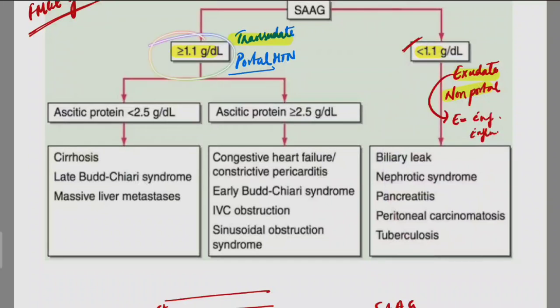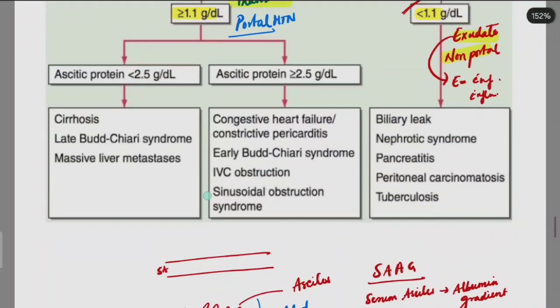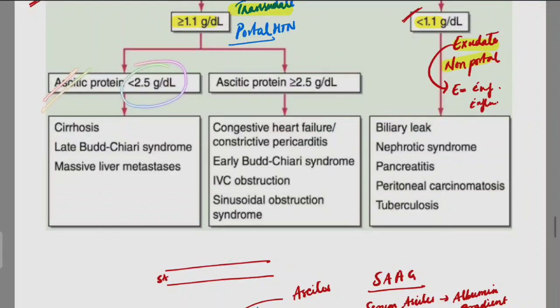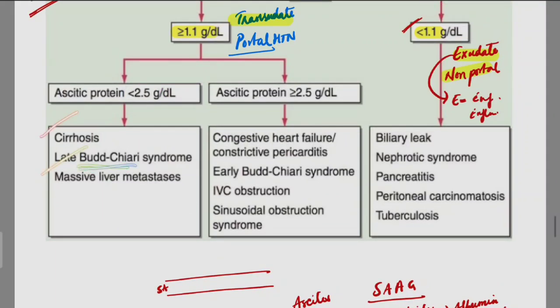And when the gradient is high, hydro, water, we remember portal hypertension causes. In this we are going to see ascitic protein less than 2.5 or ascitic protein more than 2.5. Here, yes, definitely it's not that there is no albumin leaking at all, but if the ascitic protein is very less, it means the liver is the problem here. Liver is not producing. So cirrhosis, late Budd-Chiari syndrome, massive liver metastasis. See, all the liver causes will be there. Budd-Chiari syndrome and liver metastasis.